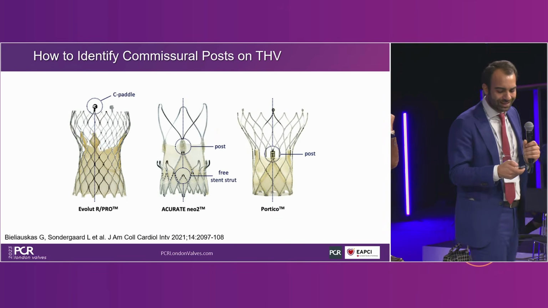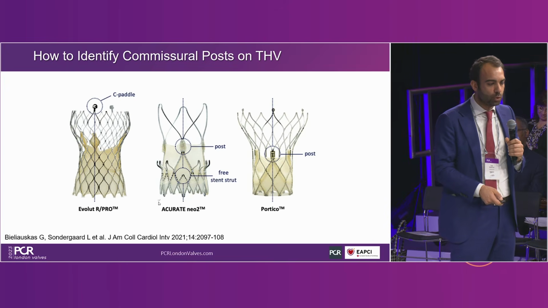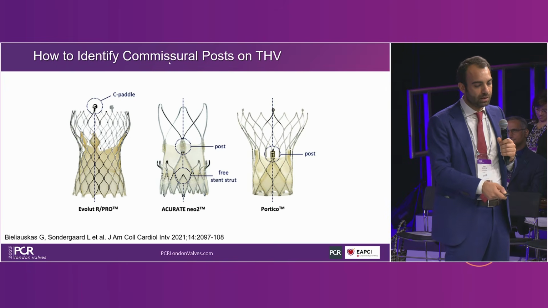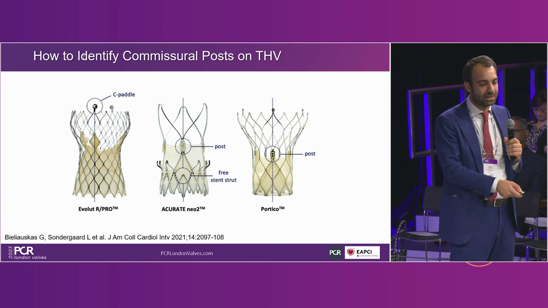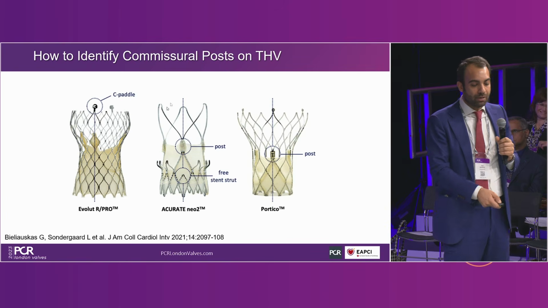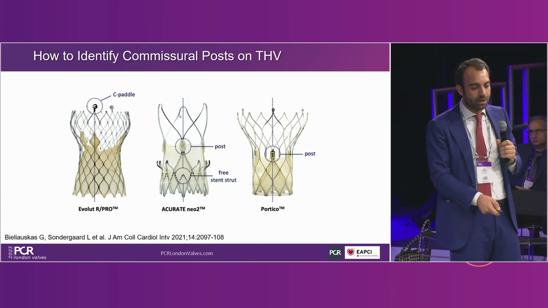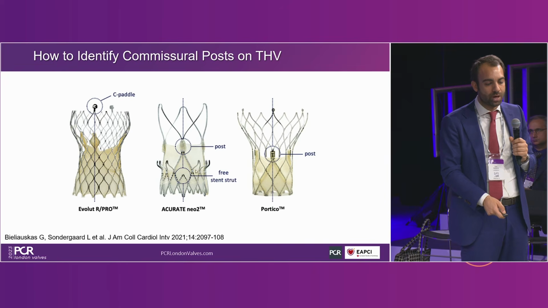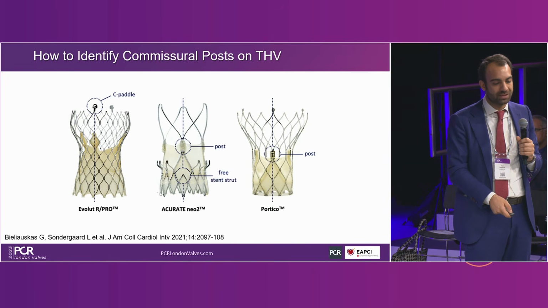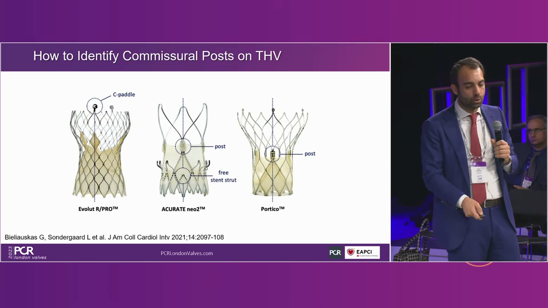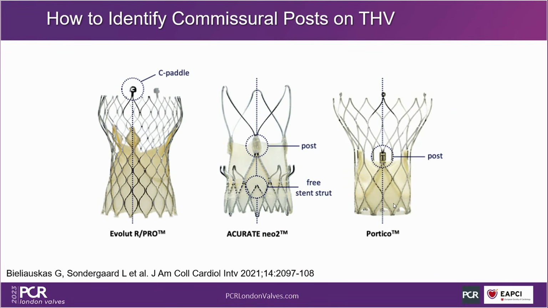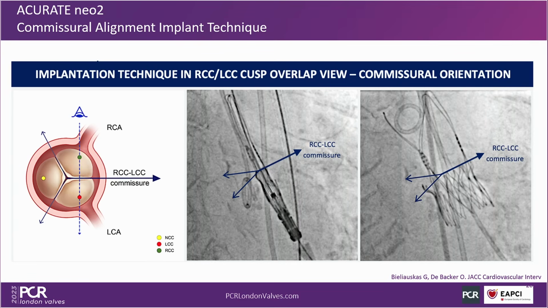If we want to look at each platform, if you want to identify the commissure with the Evolut, it's at the C paddle. For the Accurate Neo 2, you have two landmarks: you have the post and you have the free-standing strut. And for the Portico or Navitor, you also have the post. So this is how you identify them also on fluoroscopy.